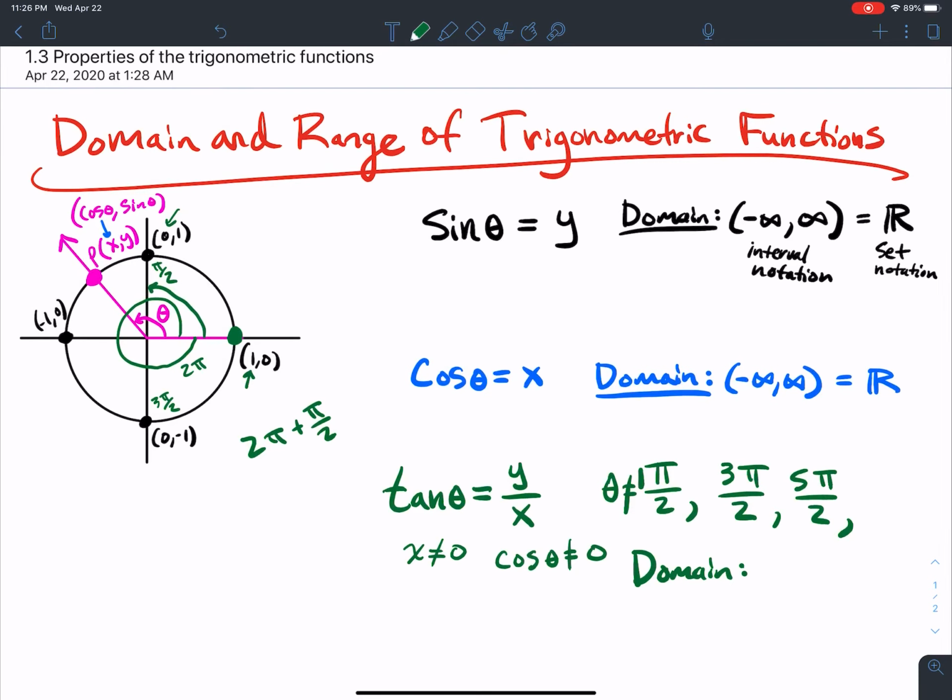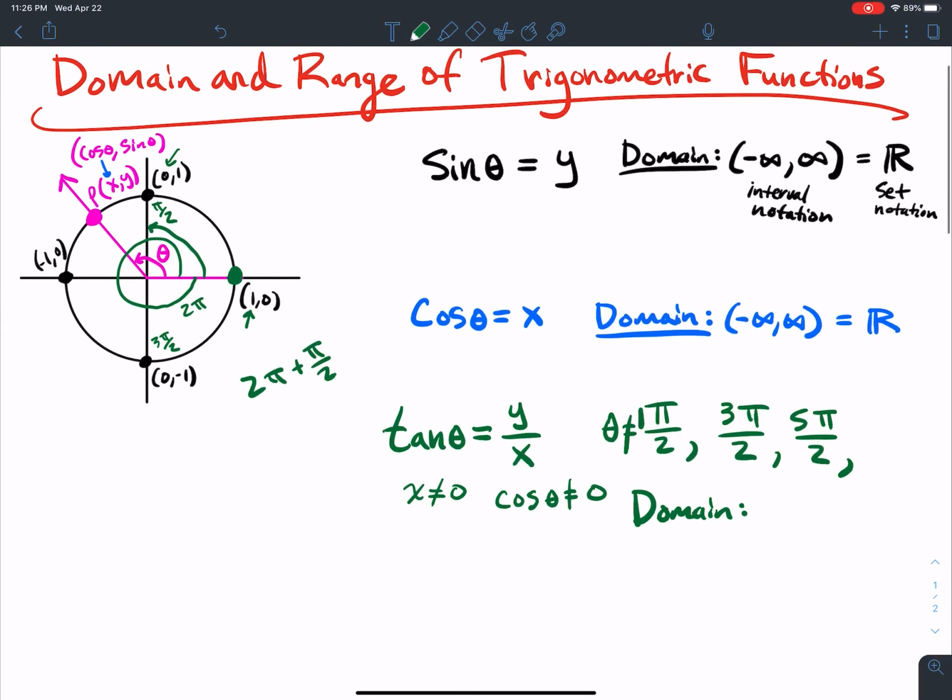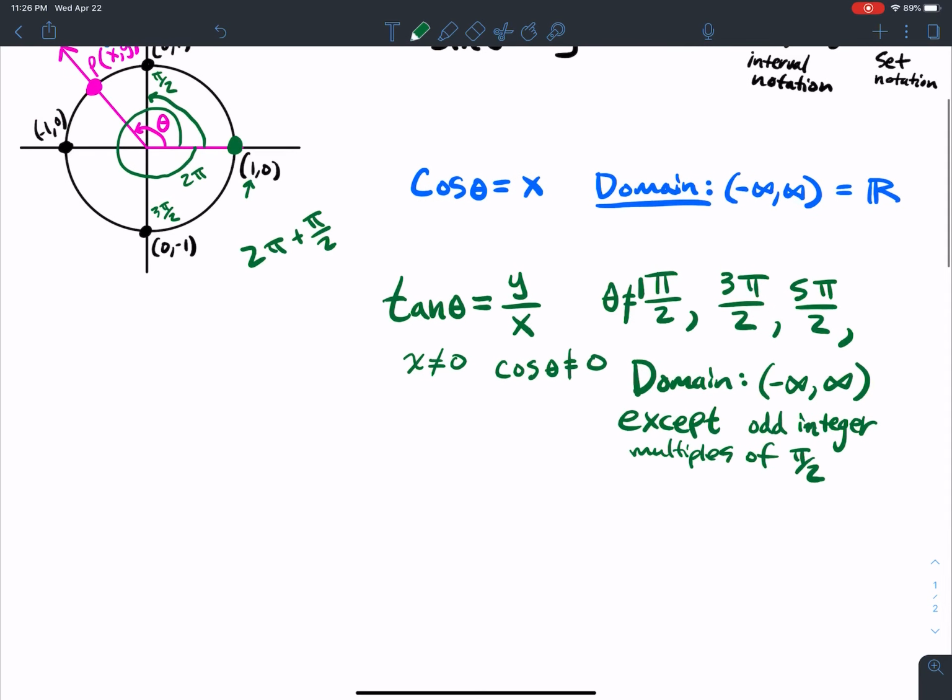The domain here is all real numbers, negative infinity to infinity, except, okay, except what? Odd integer multiples of pi over 2. Now, what does that look like? An odd integer multiple, to make an odd number, would be like 2k plus 1, times pi over 2, okay?